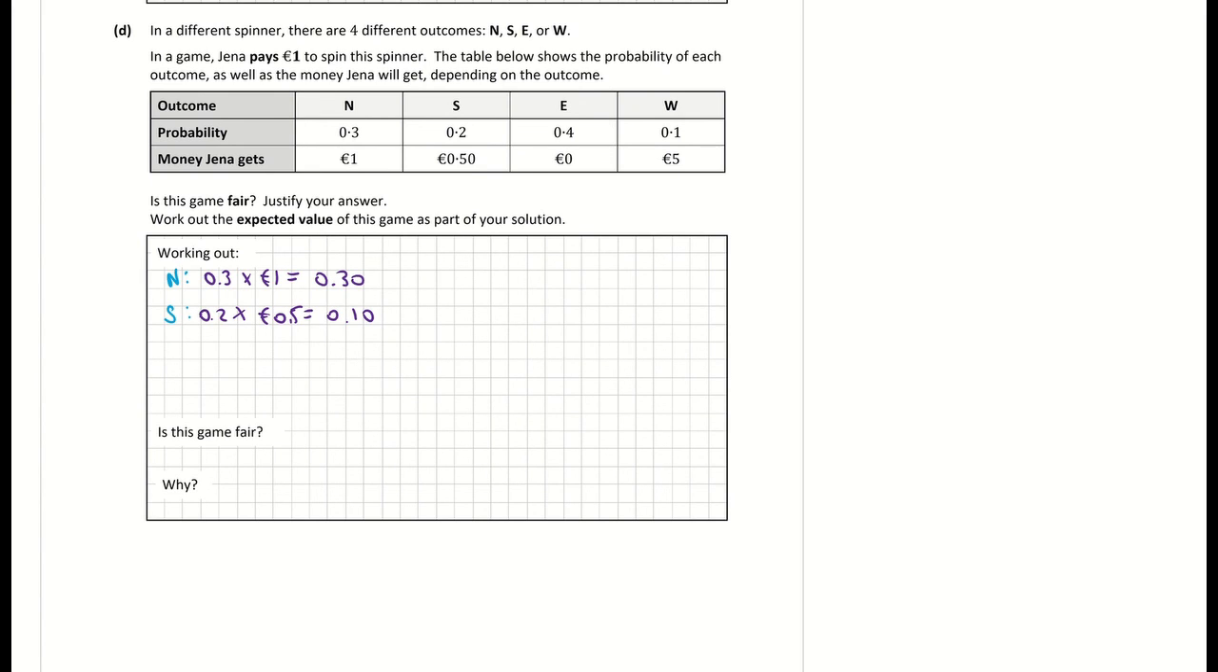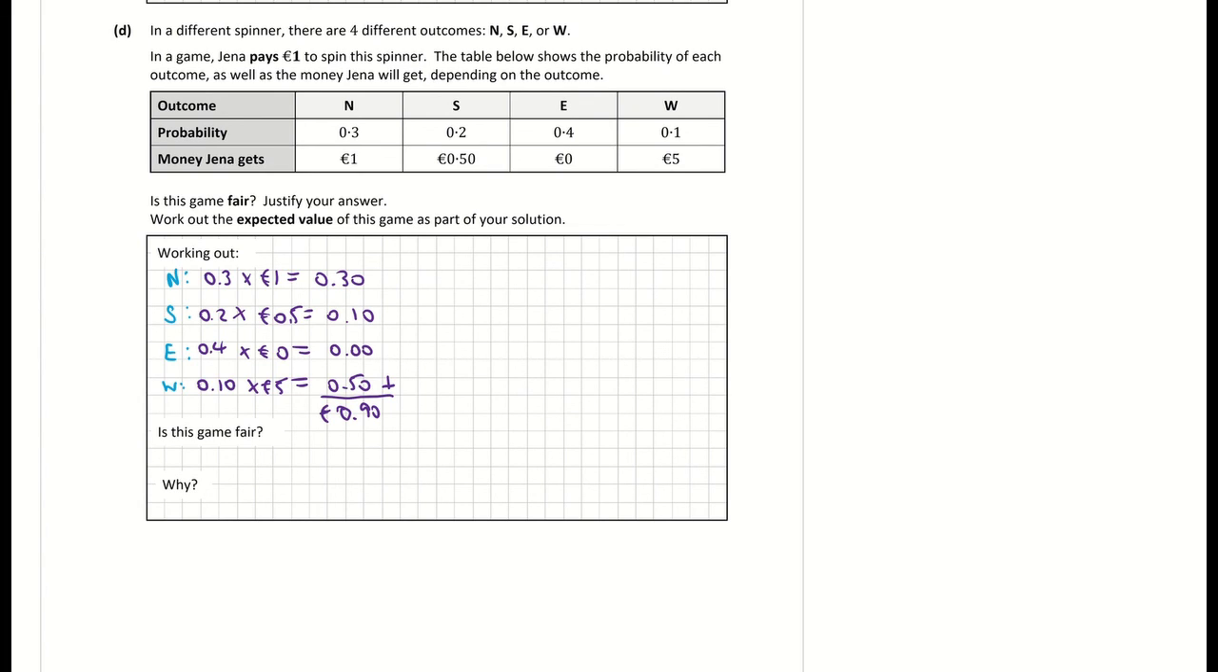The E then is 0.4, the probability of winning, and I win nothing if it lands on E. So again, the expected return there is 0.00. So no money in other words. And finally, W, which is 0.1 or 10% chance of winning, and I'd win a fiver each time. So on average, I'm winning 50 cents here. So when I add them together to get the total expected value, I'm getting 0.90. Or sorry, I should say 0.90 euro, which is 90 cents.